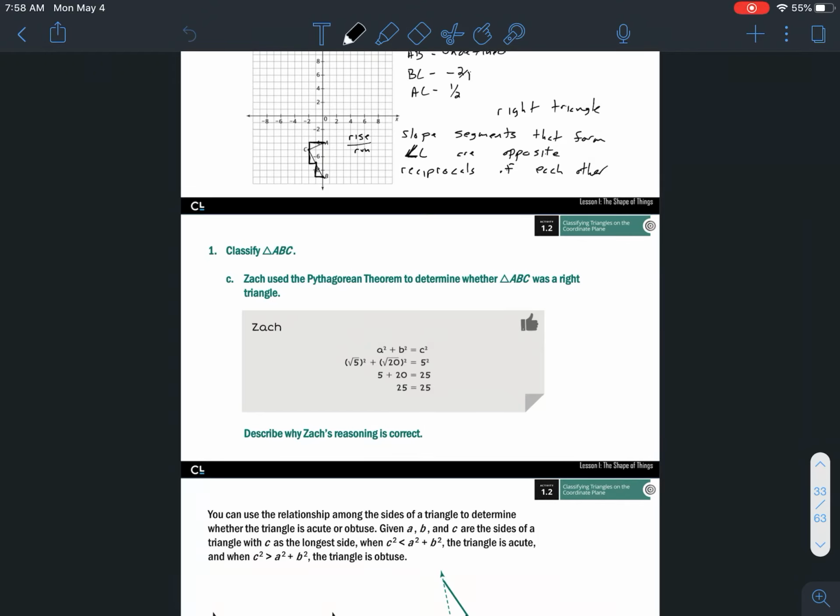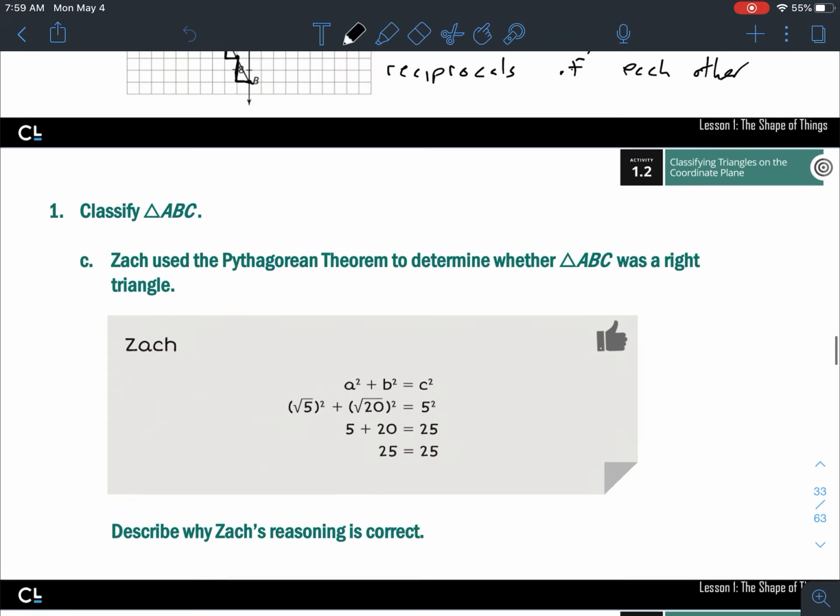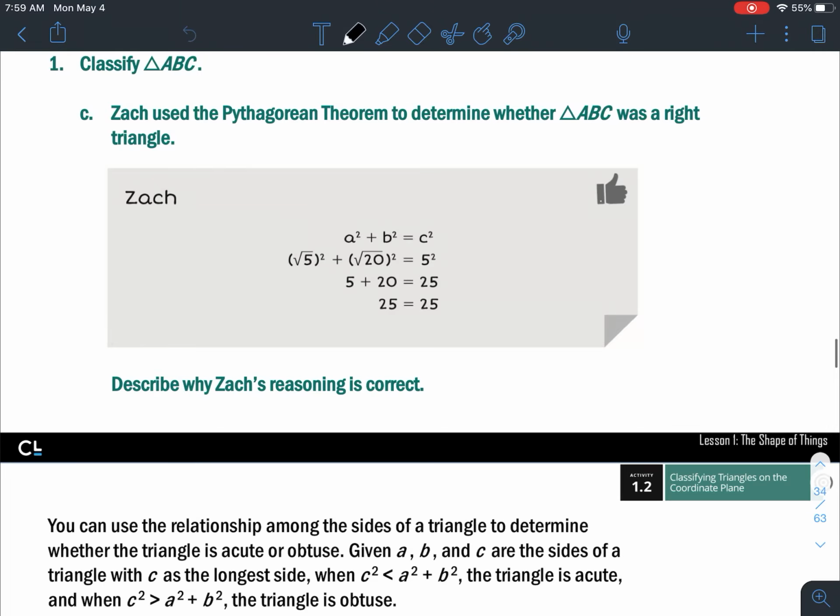Good morning, guys. Today we're going to continue with our notes from the other day. We're starting with classifying triangle ABC. Zach used the Pythagorean theorem to determine whether ABC was a right triangle. So the Pythagorean theorem, just so we know, because we're going to have to do this later on, is a squared plus b squared equals c squared.